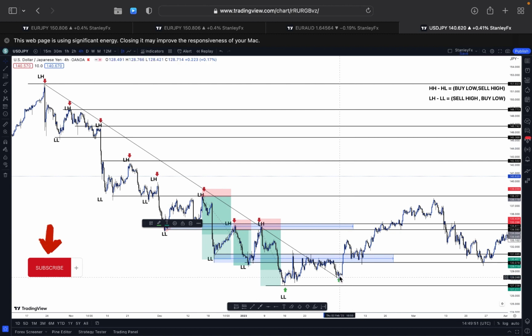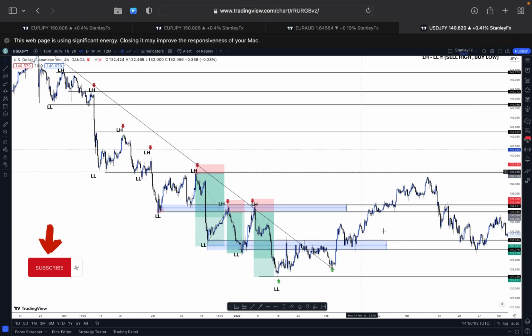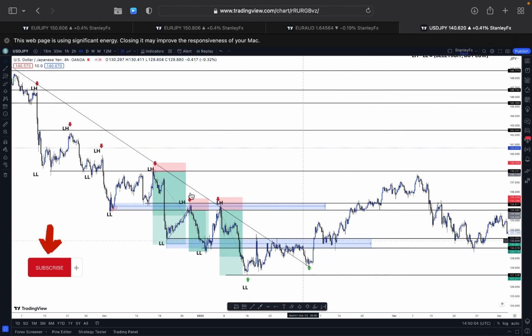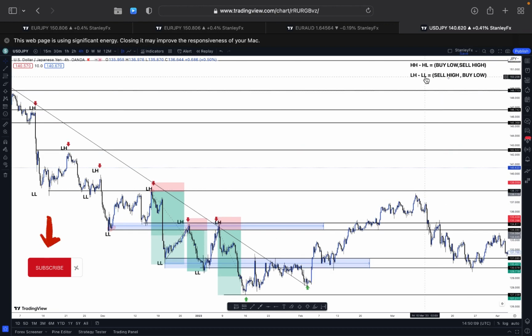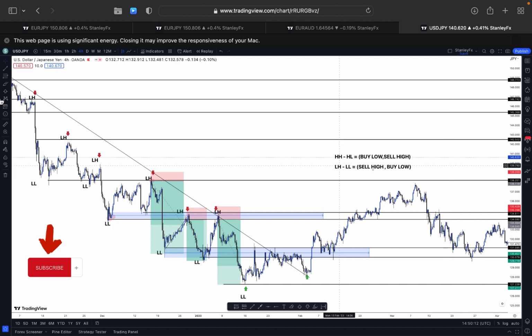So this is where buyers took charge from as a confirmation of this breakout of this previous structure. So from here, simply you get to understand that the market has changed structures from what? From a low high to what? To higher highs. So the market is looking to push higher.